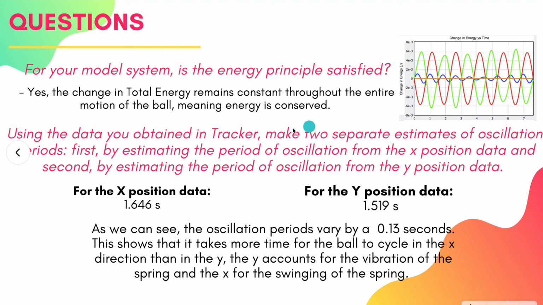Now let's compare two separate estimates of the period of oscillation, one for the x position data and one for the y position data. For the x position, it was 1.646 seconds. For the y position, it was 1.519 seconds. The difference between them was 0.13 seconds, and shows that it takes more time for the ball to cycle in the x direction than in the y direction. The y accounts for the vibration of the spring, which means its compression and stretch, and the x for the swinging of the spring.